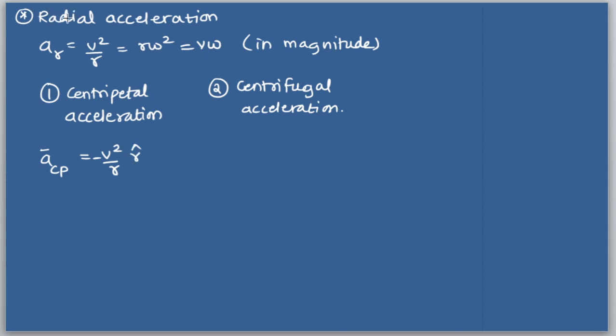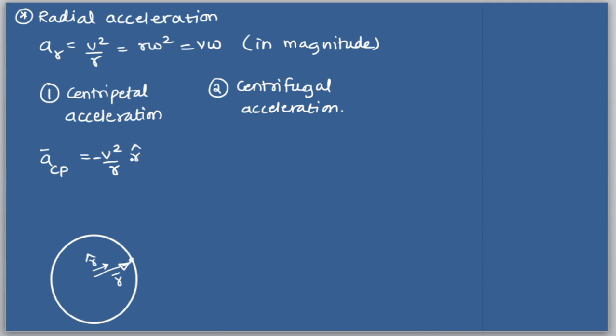Let me draw it here. Now at a given position, let's say this is the r bar. This r bar vector is the position vector of the particle which is always away from the center. So r cap is a unit vector in this direction, always away from the center. But minus r cap will be the vector which will be towards the center. So centripetal acceleration will be minus of v square upon r into r cap. So magnitude will be v square upon r, and minus r cap is a vector which is towards the center of the circle, right?